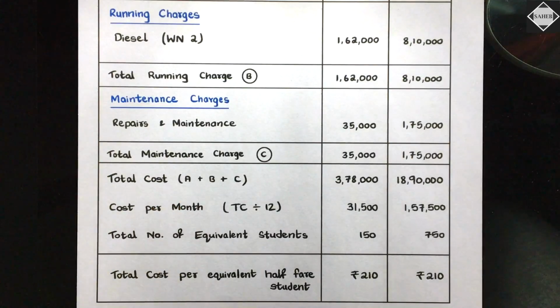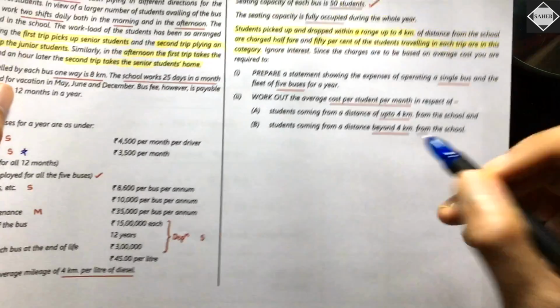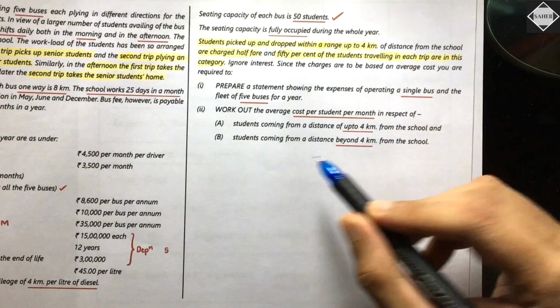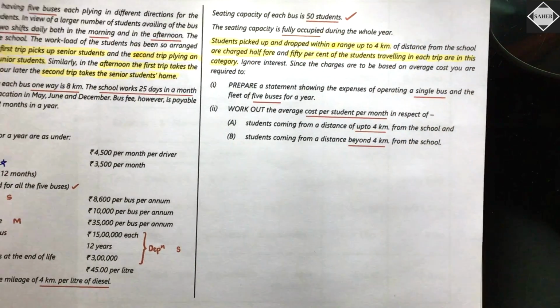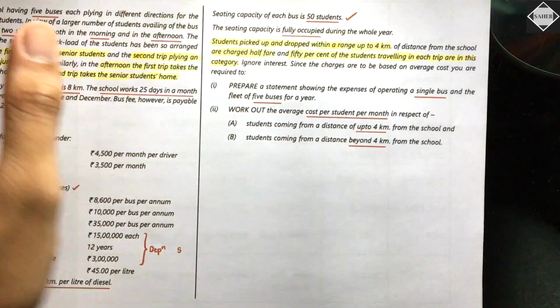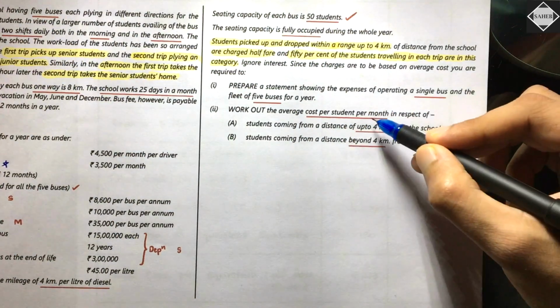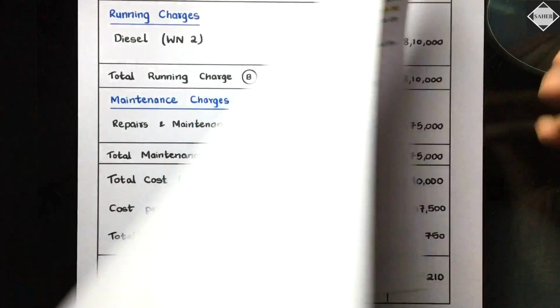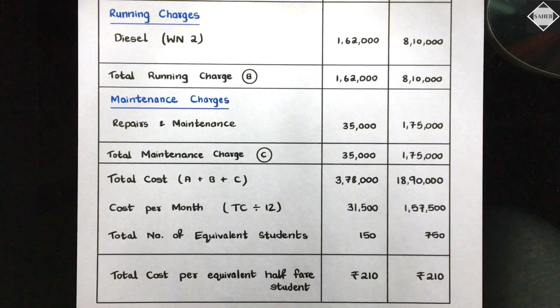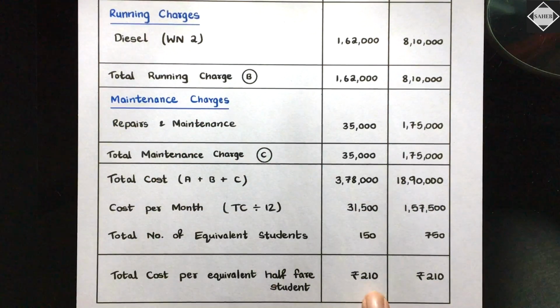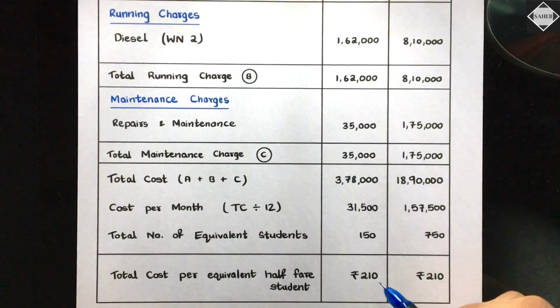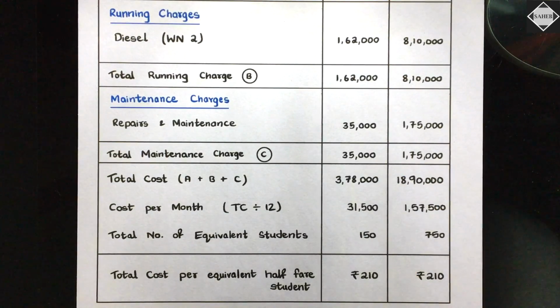All right, so you understood. This was the requirement of this question. They told us about students coming from a distance of up to 4 kilometers and beyond 4 kilometers. For both of these categories, we have to calculate the cost per student per month. We first calculated the per month cost, then divided by the equivalent students, and we got the cost per half fare student, 210. For the full fare student, we just had to multiply by 2. Is it clear? Simple and straightforward, right?